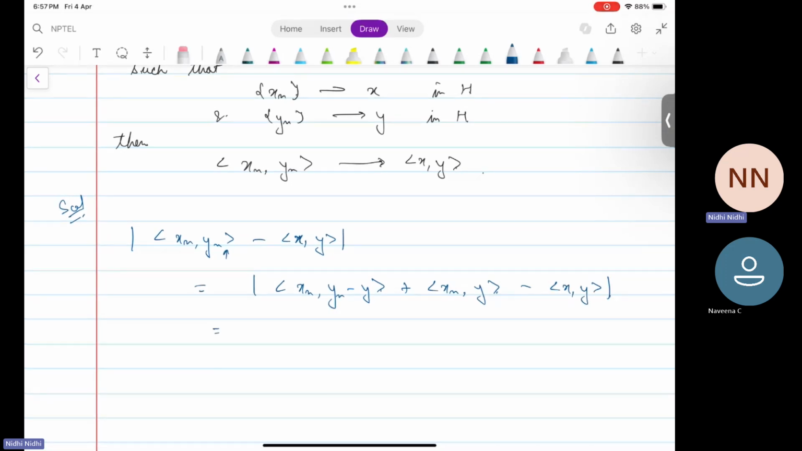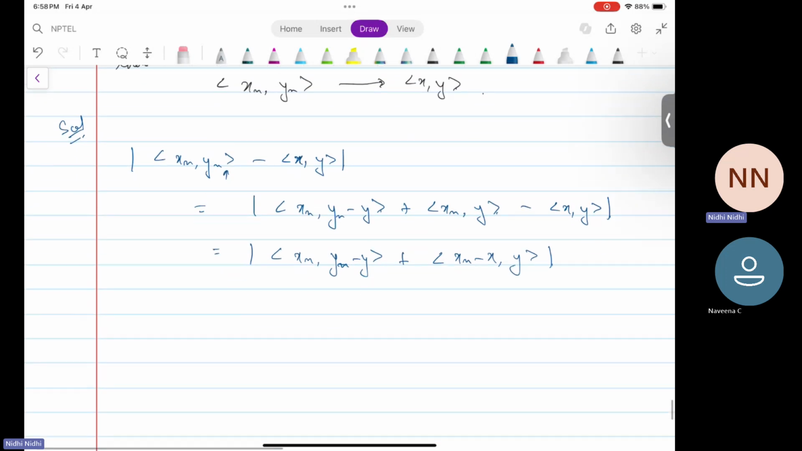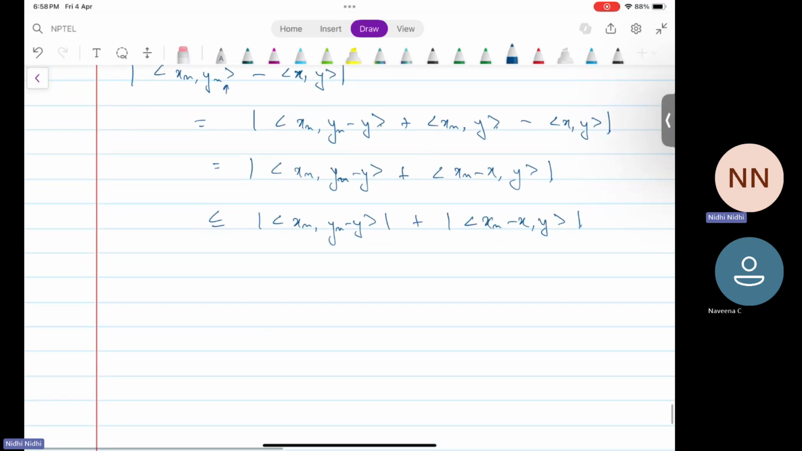So this is the inner product of xn and yn minus y, and in the next two terms we can take y common. So this is the inner product of xn minus x with y, which is obviously less than or equal to modulus of the inner product of xn and yn minus y plus the modulus of the inner product of xn minus x with y, just the basic triangle inequality. Next we'll be using the Cauchy-Schwarz inequality because we have modulus of inner product. This is less than or equal to norm xn times norm yn minus y, and we'll keep the second term as it is.